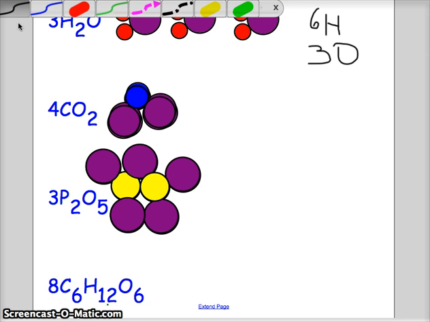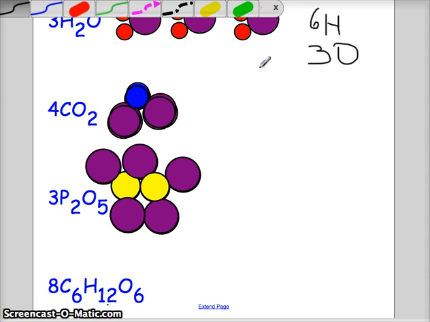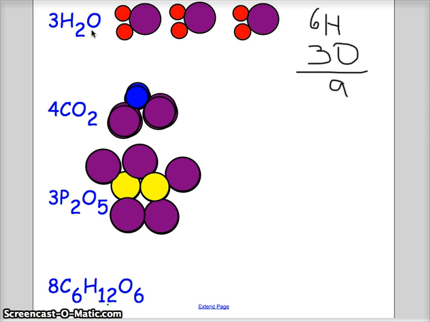Okay, so in total, I have 6 hydrogen, 3 oxygen, so I have a total of 9 atoms altogether. When I have 3 molecules of water, as it shows right here, I have a total of 9 atoms. 6 of them are hydrogen, 3 are oxygen. Okay, so I'll go through the math part of it.